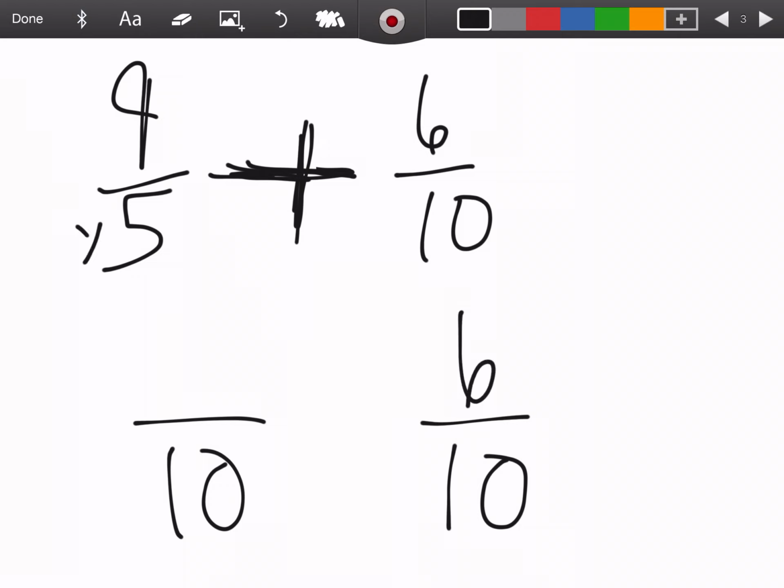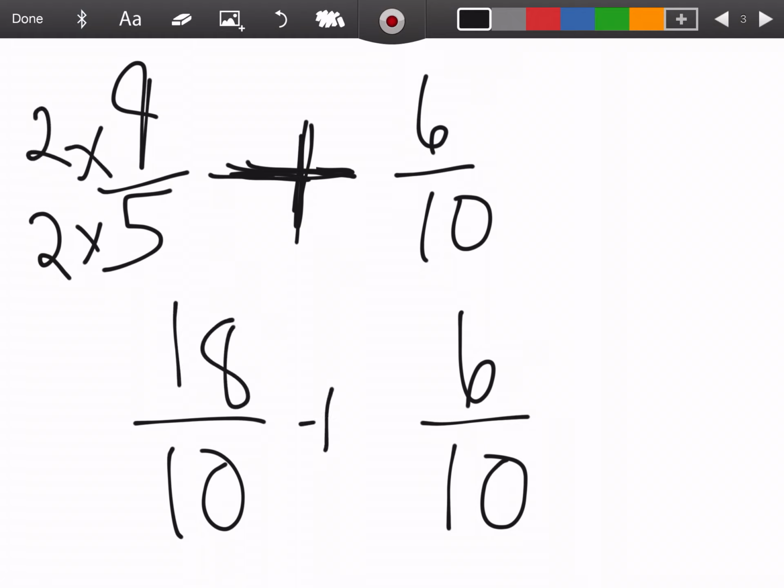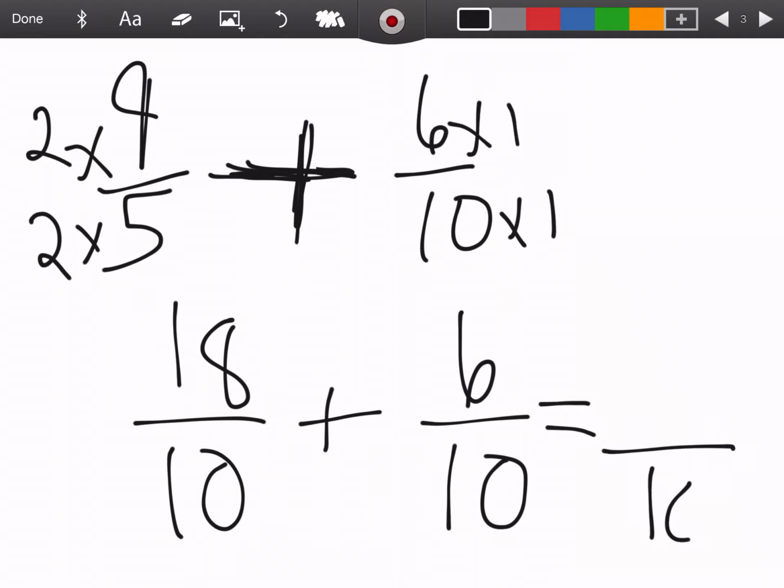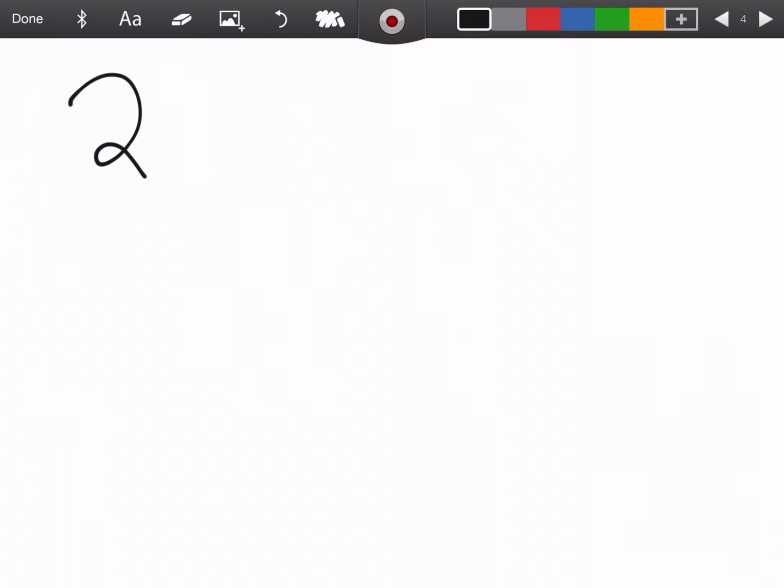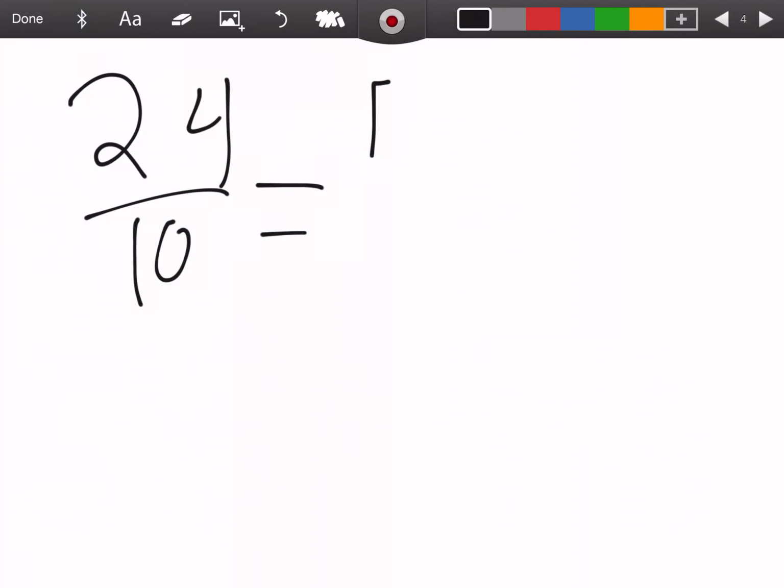5 times 2 would be 10, so I'd multiply 2 on the top, and so I get 18. And if you want to do it here, times 1, times 1. And so on the bottom here, the 10 stays. 18 plus 6 is 24. Just that's the top, 18 plus 6. And so now all of a sudden that 24 over 10, I can reduce it and take half of it. Half of 24 is 12. Half of 10 is 5. All right, so 12 over 5 could be my answer.